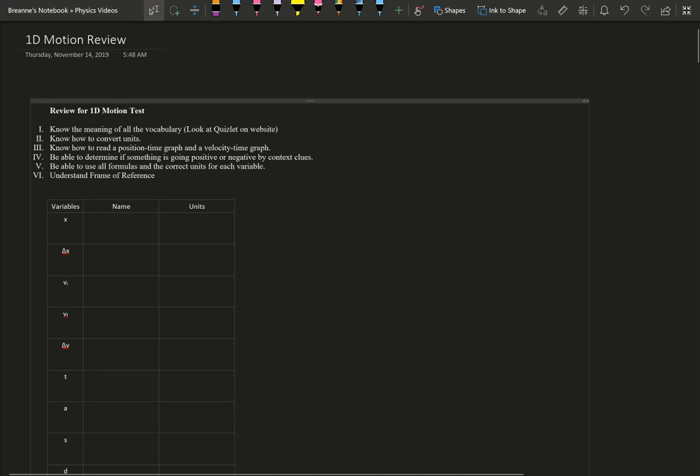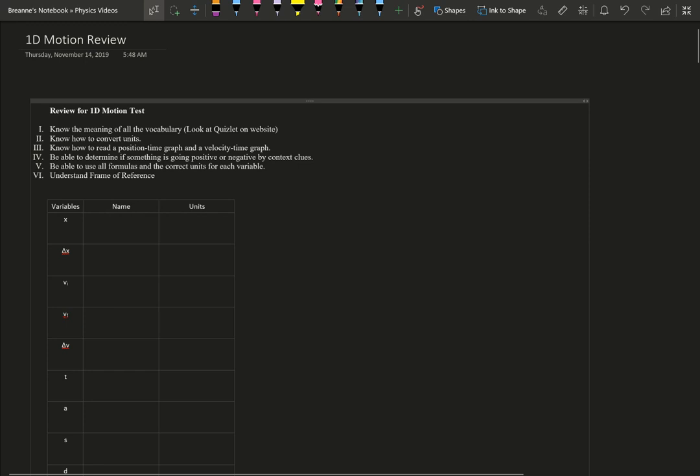and so going over 1D motion, you need to make sure you know the vocabulary. There's not going to be straight vocabulary questions, but if you don't know what position, distance, displacement, velocity, acceleration, time mean from a reference, there is a Quizlet on Schoology that you can use to help you out there. You will need to remember how to convert units.